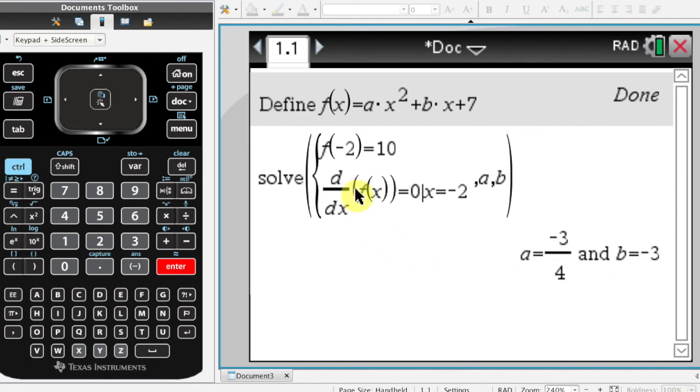So the tricky part here is this derivative part. Remember the way that the CAS works. It takes f of x, works out its derivative. We need to make that equal to 0 for where x is equal to -2. So that's one bit of information. The other bit of information is that if we substitute x equaling -2 into f of x, the result will be 10. And with those two bits of information, it allows me to solve for the two unknowns, a and b. There's my a, there's my b.